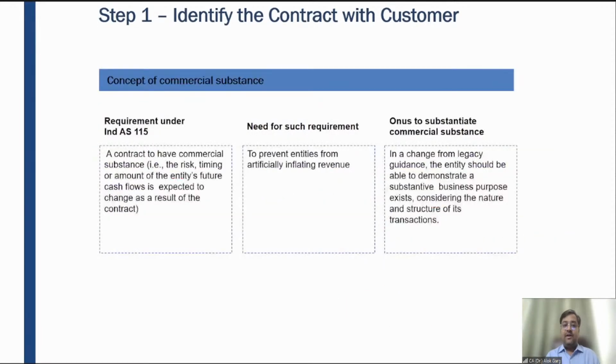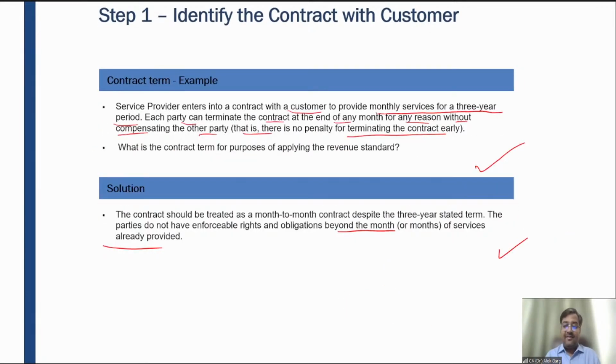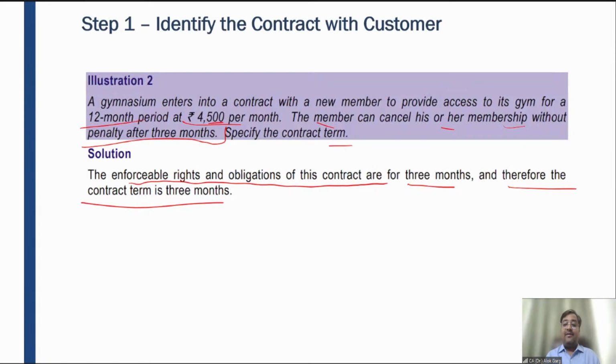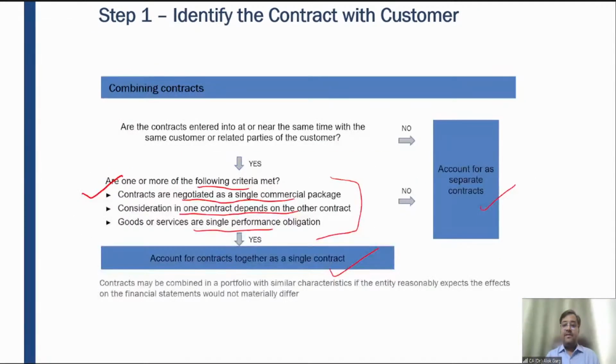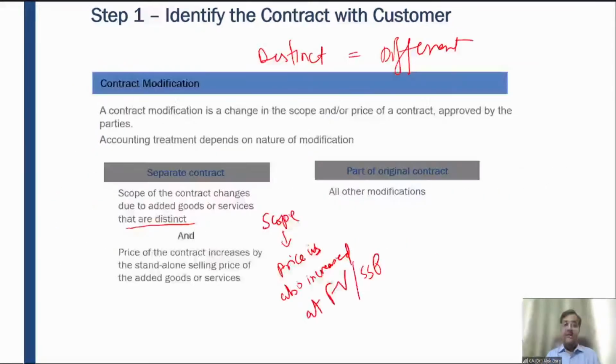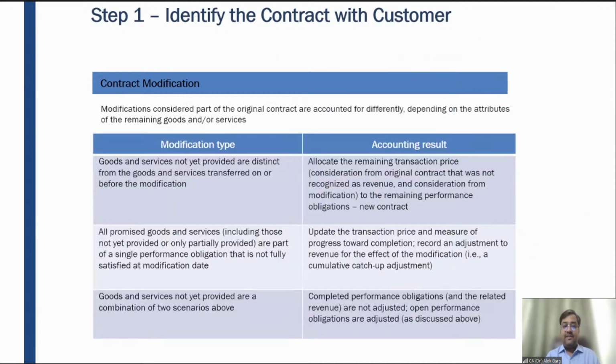Then we discussed the contract term. There must be a contract term in the contract. Then we discussed when two contracts would be combined as a single contract. Then we discussed the meaning of contract modification and what the accounting treatment of contract modification will be. Is it a new contract? Is it a separate contract? Is it a revision in the contract, or is it an updation in the contract, right? We discussed that part also.